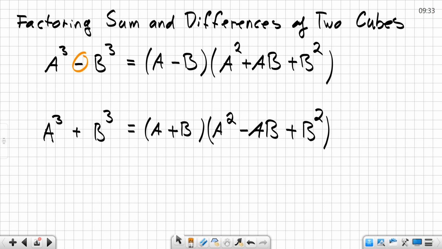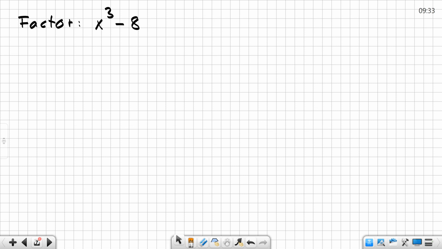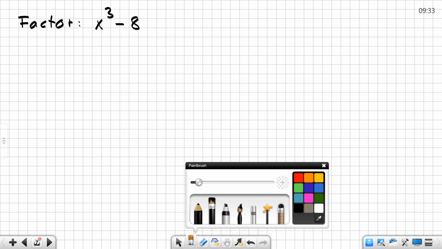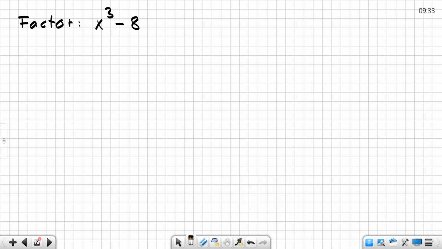All right, let's use those ones, because using these ones, we will do the exact same thing that we have done for the difference of two squares. We want to factor x cubed minus 8. So these are two cubes. I am doing the same thing as before with the simple difference right here. I put parentheses, I put cubes up here, and I carry over the negative.